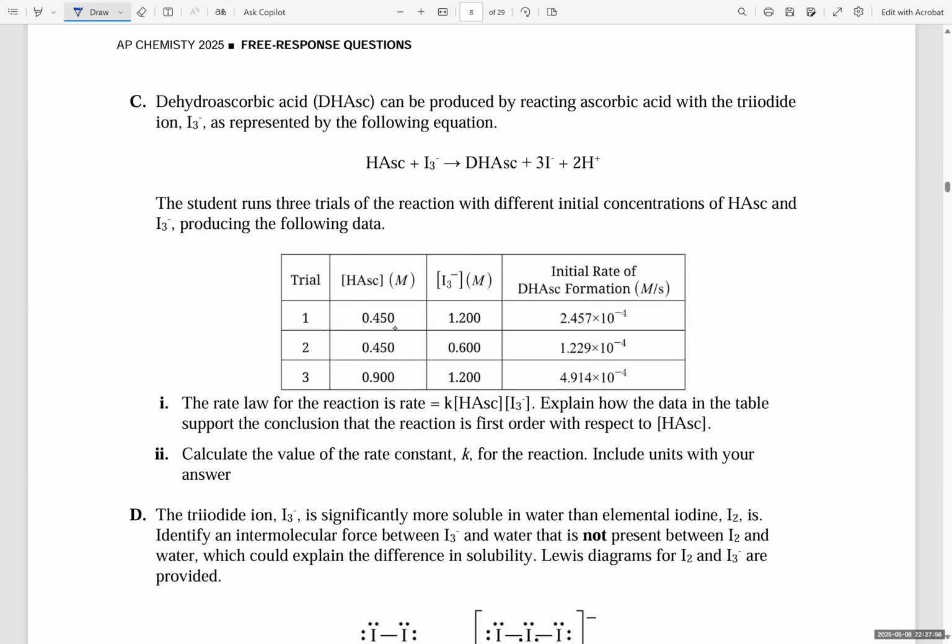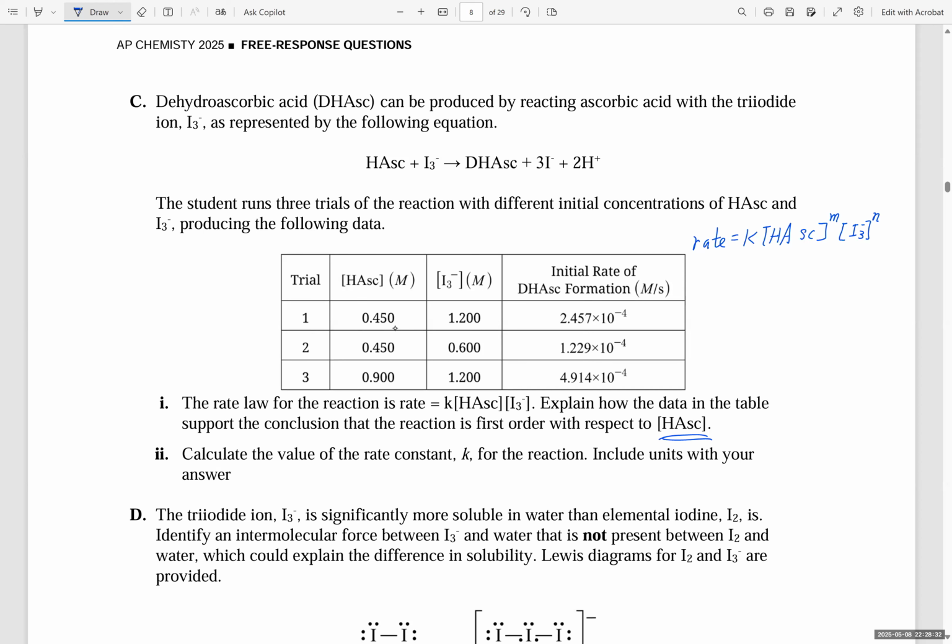All right, to solve this, we're only looking at this one, so don't go crazy solving for the whole thing. So let's go to C-I. To solve this, we're going to look at that. Rate is equal to k times HASC raised to m, because we technically don't know the rate order, times triiodide like that.